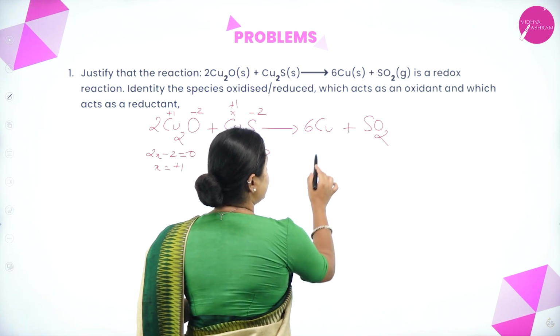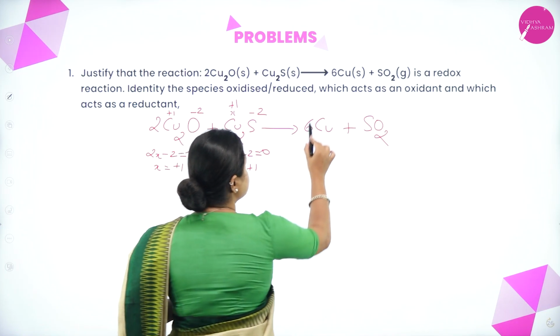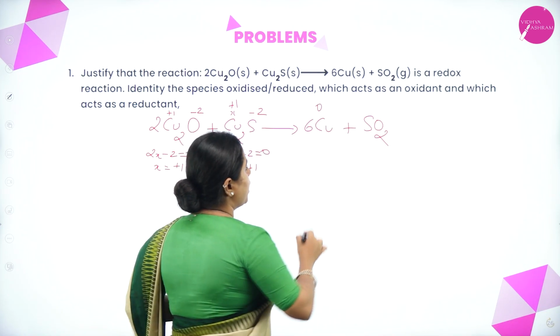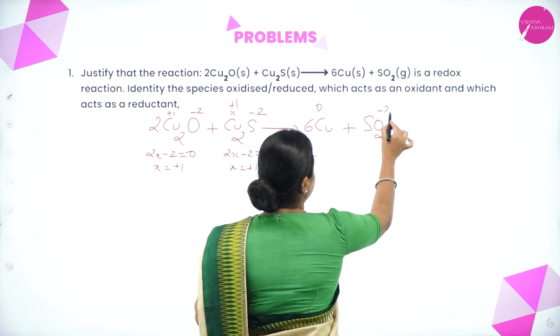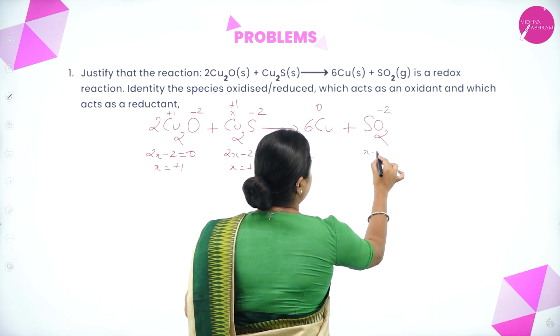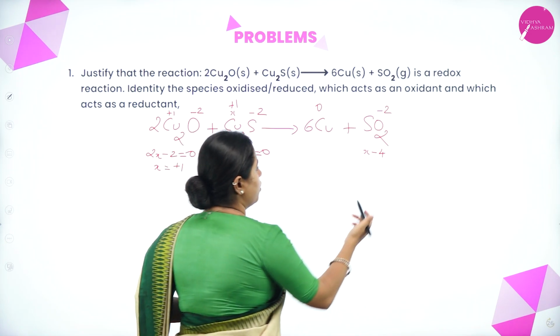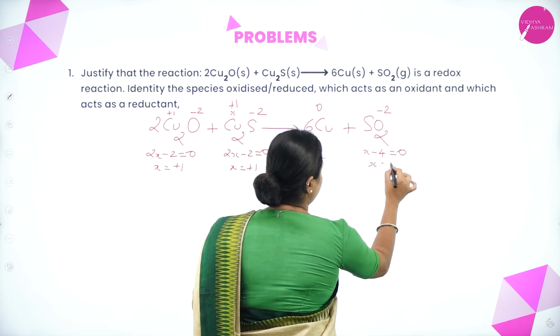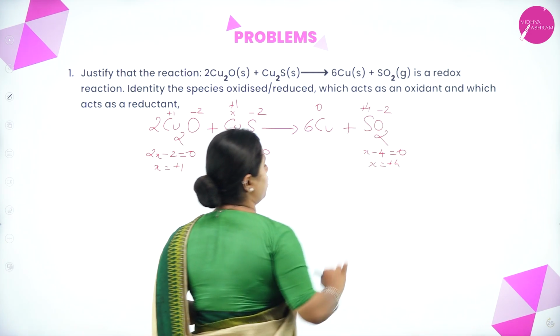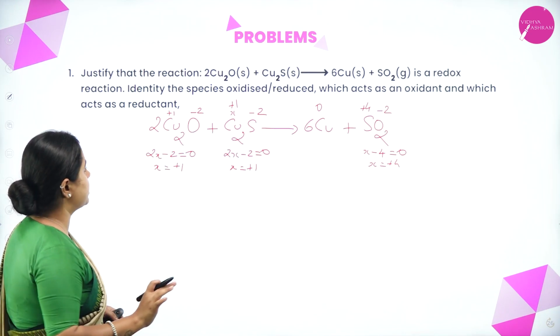Now here copper is in its elementary state, so it is 0, right? And coming on to SO2, oxygen again is -2, so x plus 2 into -2 will be equal to 0, x equal to +4. So sulfur is in +4 oxidation state. So till here it is clear, I hope.